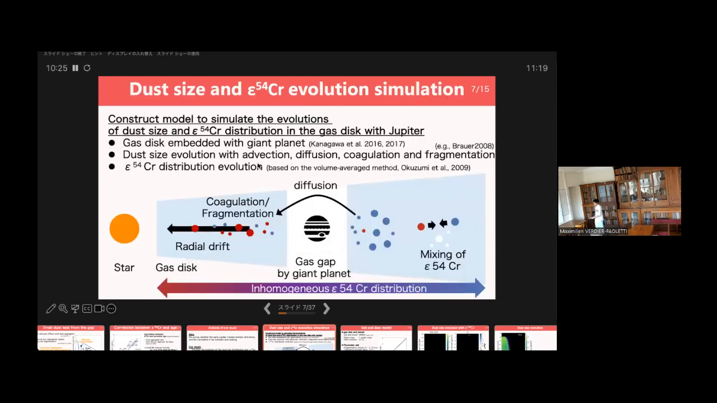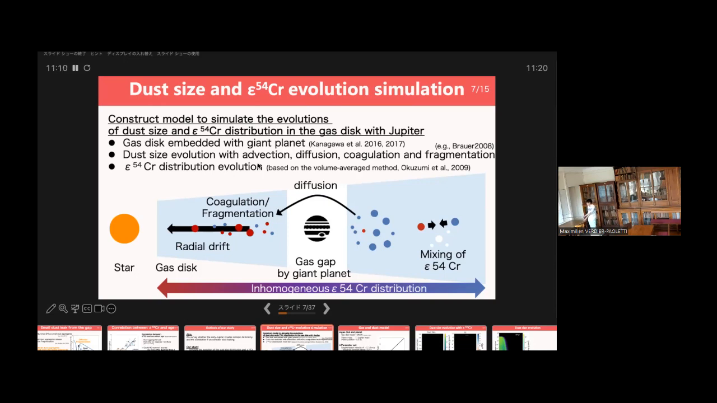We construct a new model to simulate the evolution of dust size and chromium distribution in a gas disk. We model the gas disk embedded with Jupiter, following these figures, and we simulate dust size evolution including advection in the radial direction of dust particles. We also consider diffusion of dust particles, and coagulation and fragmentation by collision of dust particles. And we solve the evolution of the distribution based on the method in this figure.